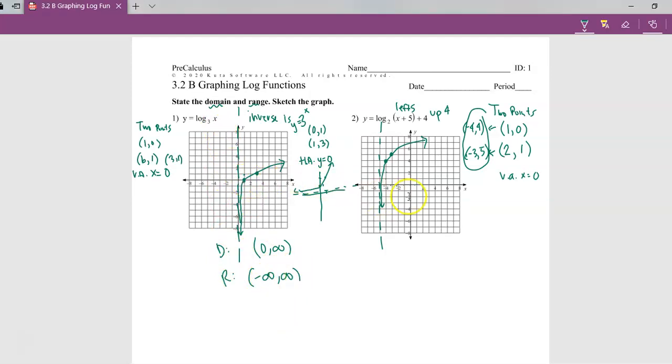Okay. All right, so on number 2, the domain goes from negative 5 to infinity. So wherever our vertical asymptote is to infinity, unless of course there's a negative out front which flips it the other way, which I don't think any of them on this one do. And then the range is always negative infinity to infinity on these. Okay. So state the domain and range, give me the 2 points of where they got transformed to, draw the asymptote where it should go, and then sketch the graph.